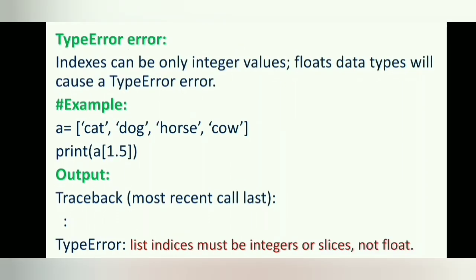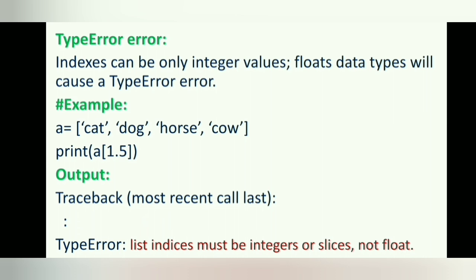Type error. Indexes can be only integer values. Floats, data types will cause a type error. Example. This example will cause a type error. Indices can be only integer values, not float, string or non-data types. But here we have used a float value. So Python will return a type error message that list indices must be integers or slices, not float.